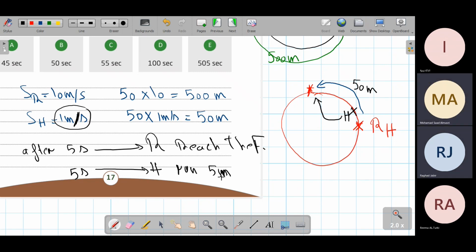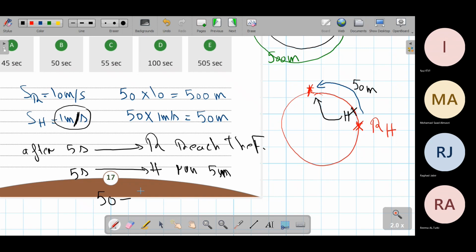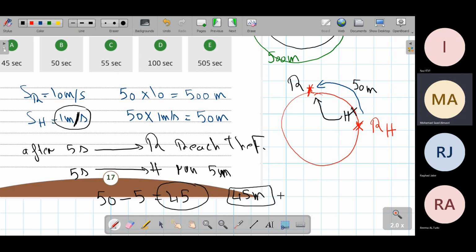Sorry, I will explain again. He has 50 meters to reach the finish. If he runs 5 meters, how many meters will he run to reach the finish? 45, excellent. How do we get the number 45? It's 50 minus 5 equal to 45. So when the rabbit reaches the final point, the hedgehog needs to run 45 meters.